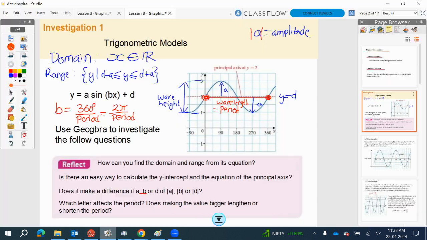B is 360 divided by the period, and this is the absolute value of B. There's no difference between whether it's positive or negative. D, obviously, is going to matter because it moves it up or it moves it down. If you take away the minus sign, it's never going to move it down.